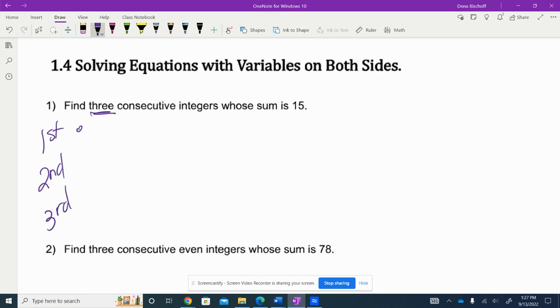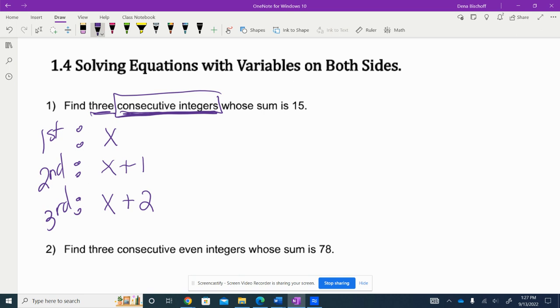So look at your notes that are on the other side of that paper. And what did we say that we always represent the first integer with? Tyler? X. And when we just have consecutive integers, what is the next term? Tyler? X plus 1. Good job. And the third term is? Tyler? X plus 2. Okay. So we have identified our 3 variables.